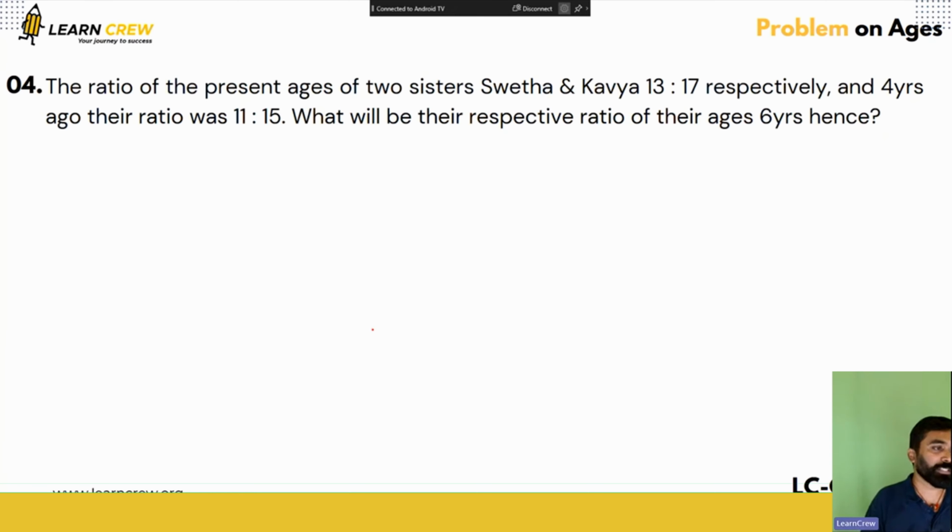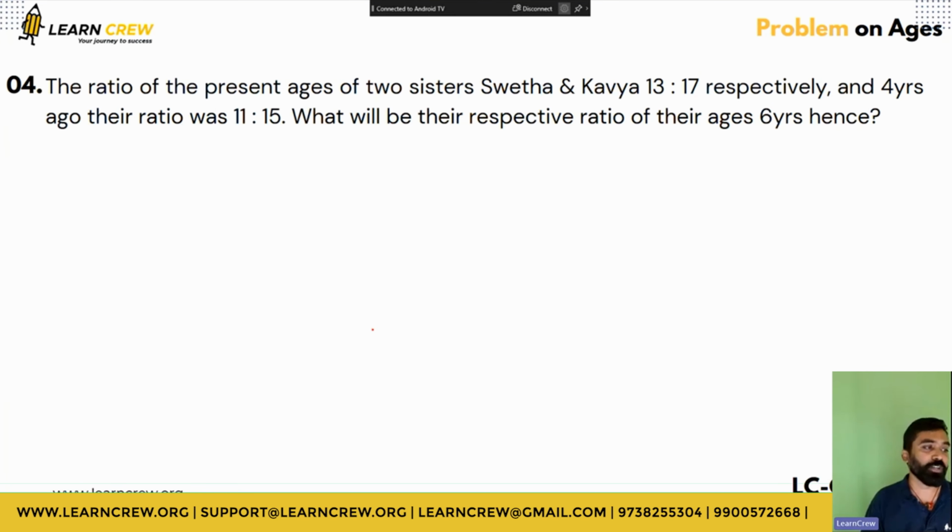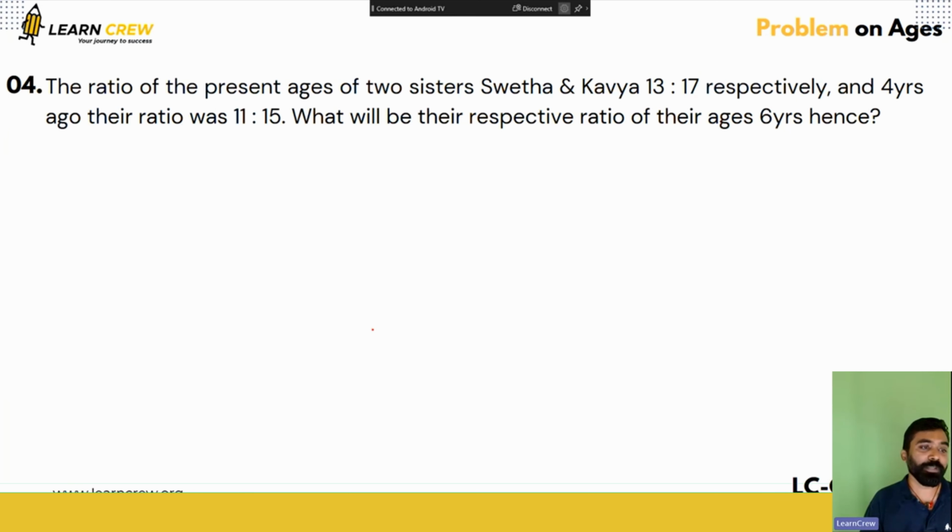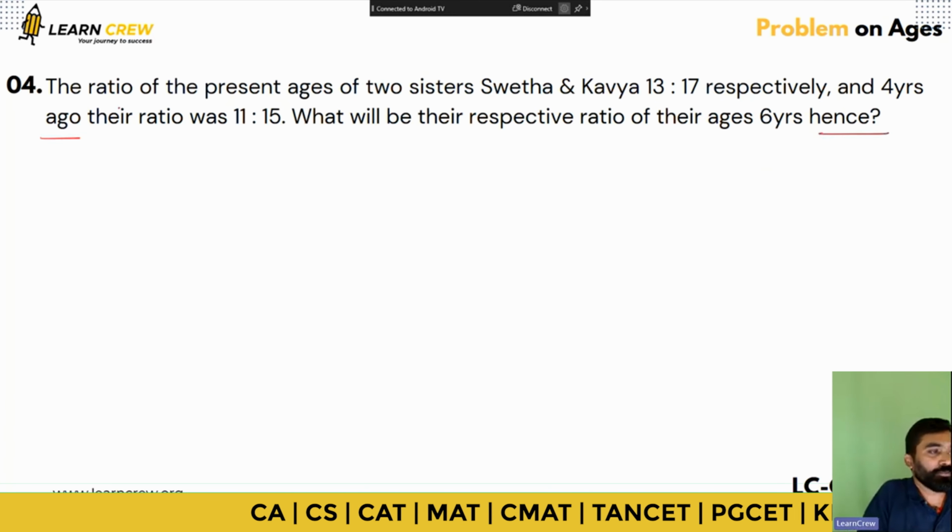The ratio of the present ages of two sisters, Swetha and Kavya, is 13 is to 17 respectively. And 4 years ago, their ratio was 11 is to 15. What will be the respective ratio of their ages 6 years hence? So which age are they asking? After 6. So be very familiar with hence, ago, and all these.